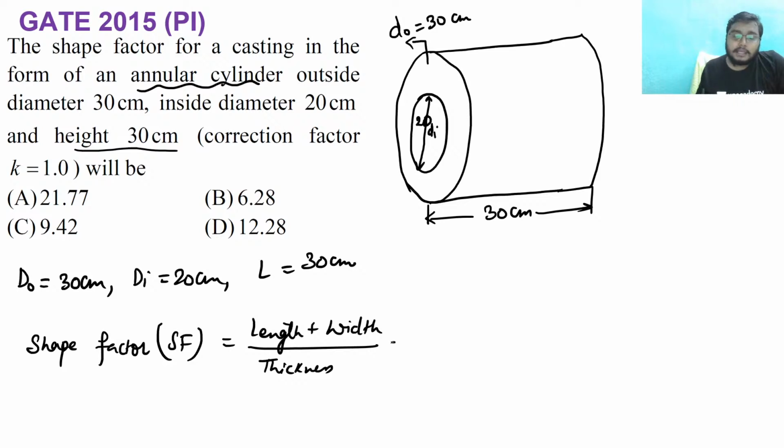Clear? Now see, I can also write it as L plus W by T. Now see how you can calculate. You know the length, right? But you don't know the width and you don't know the thickness. Now to find the width and the thickness of this kind of annular cylinder, you must convert.